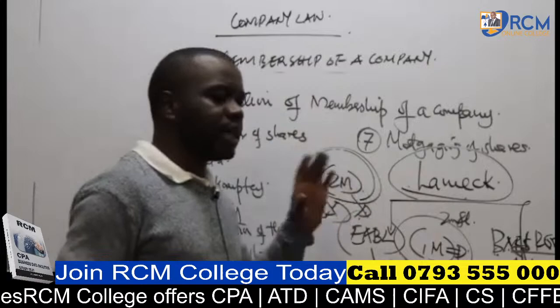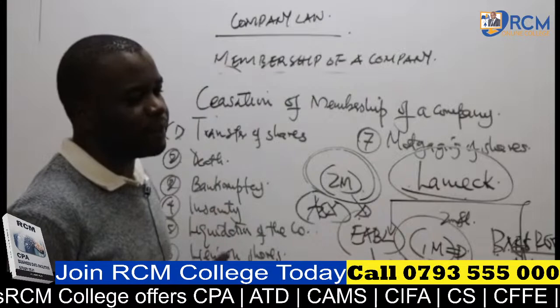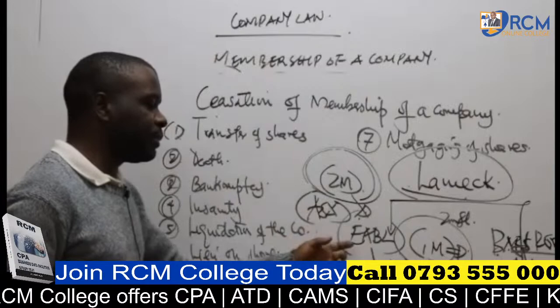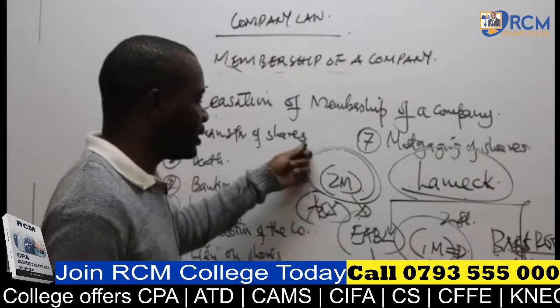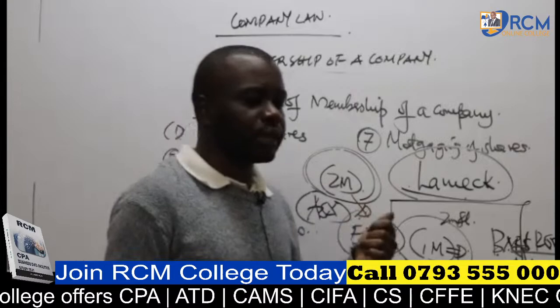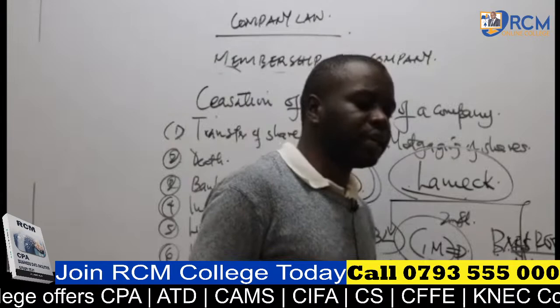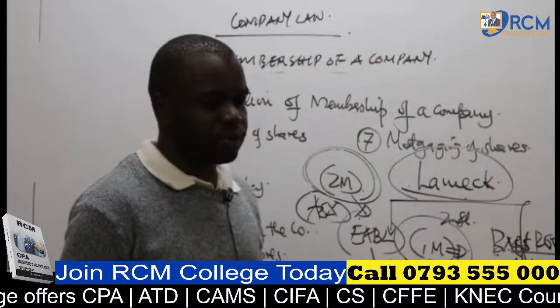They can take over or forfeit Lamech's shares. If they forfeit Lamech's shares, Lamech will no longer be a shareholder at EABL. And in this case, if he's no longer a shareholder at EABL, he will lose membership at East African Breweries Limited. That is what we mean by lien on shares: the right provided to a company under its articles of association to withhold the shares of a shareholder who is also indebted to the company.